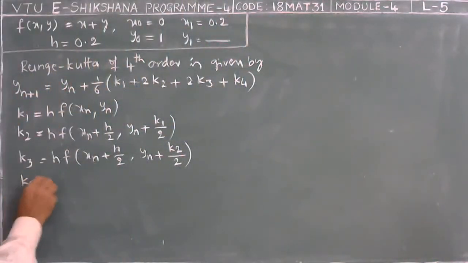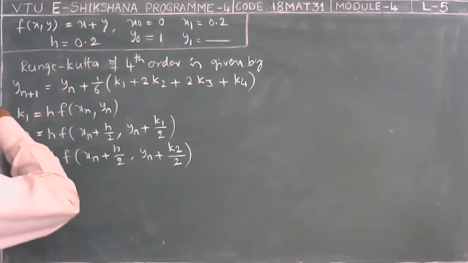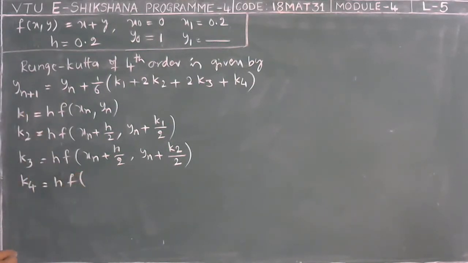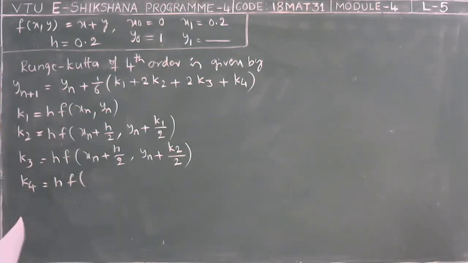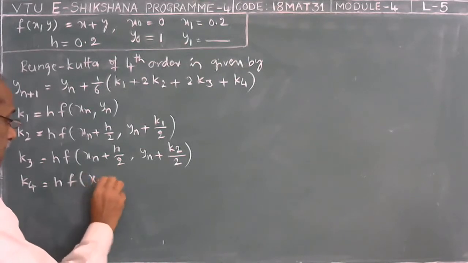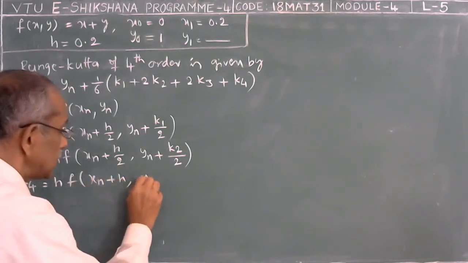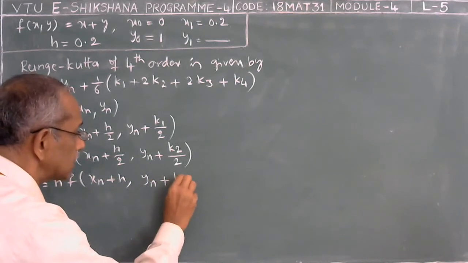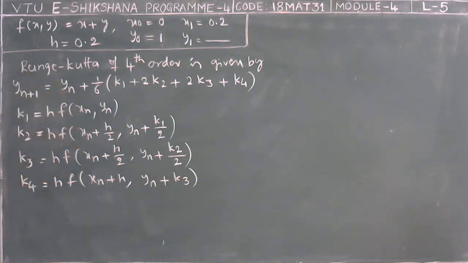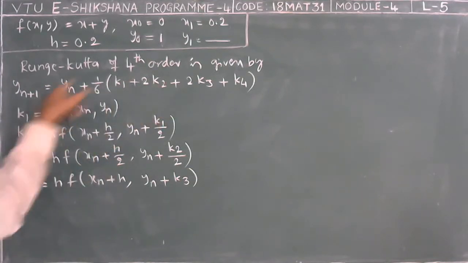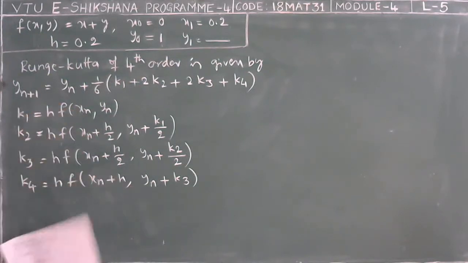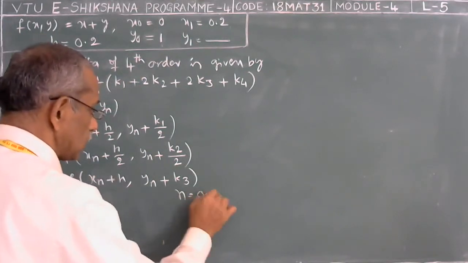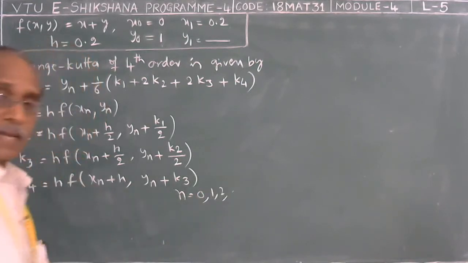Then k4 is equal to h into f of xn plus h comma yn plus k3. So we shall find these k's and substitute here and find the value of y1. So how do we get y1? By fixing n is equal to 0. This is true for n is equal to 0, 1, 2, 3, etc.